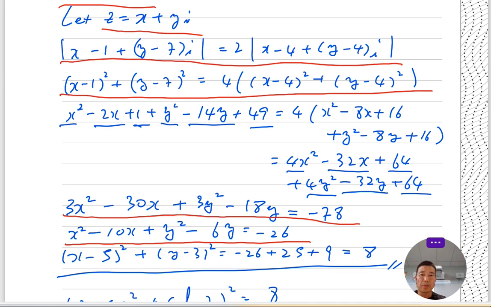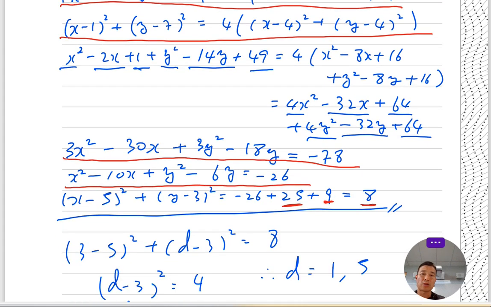So see, x squared minus 10x, half of negative 10 gives 5, right? So x minus 5 squared gives me x squared minus 10x plus what? 25, right? So I add 25 here. In the same way, y squared minus 6y is y minus 3 squared, so you have to add 9 to the right-hand side as well. That adds up to 8. So we completed the equation: x minus 5 squared plus y minus 3 squared equals 8.